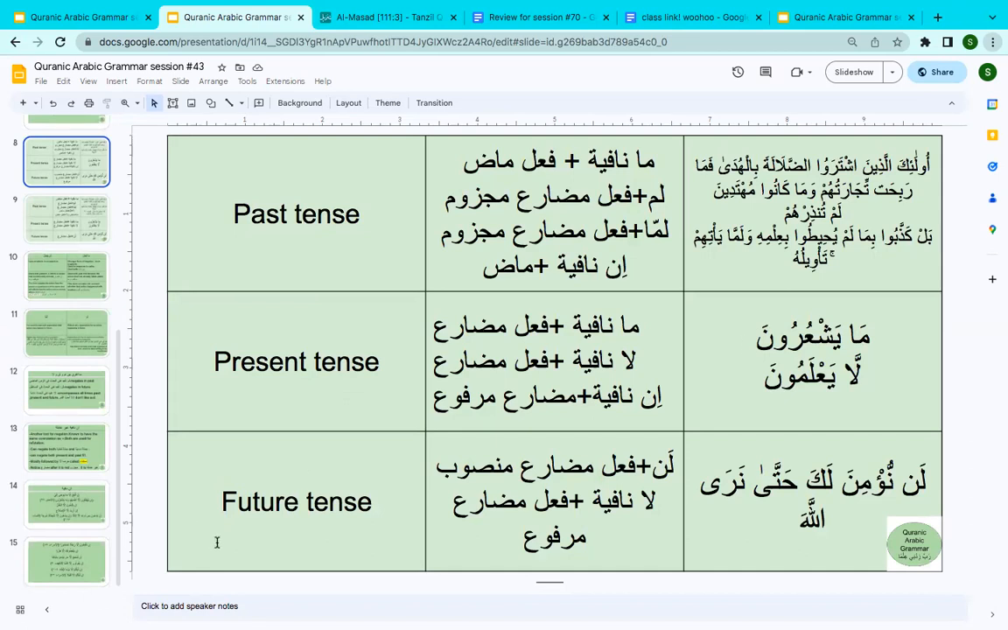If I have to negate something in future, what tool can I use? What are the tools for negation in future? Learn number 1. And also I can use la, like lan and la. Lan and la. What is the difference between lan and la? How are they different? Will never. So which is emphatic? La or lan? Lan is emphatic, right?